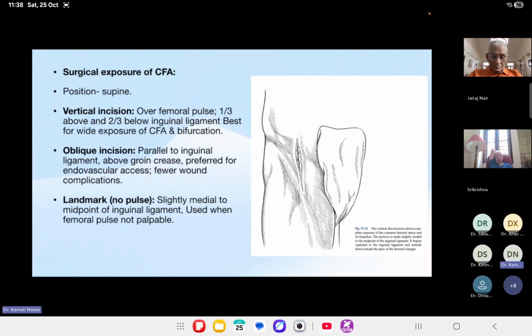In case of an oblique incision, it is given parallel to the inguinal ligament, above the groin crease. It is preferred for endovascular access and fewer wound complications. And in case of no pulse, the incision is slightly medial to the midpoint of the inguinal ligament, used when the femoral pulse is not palpable.